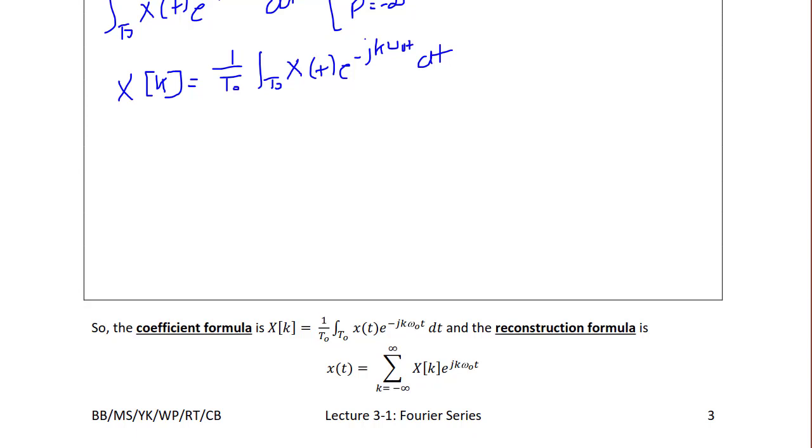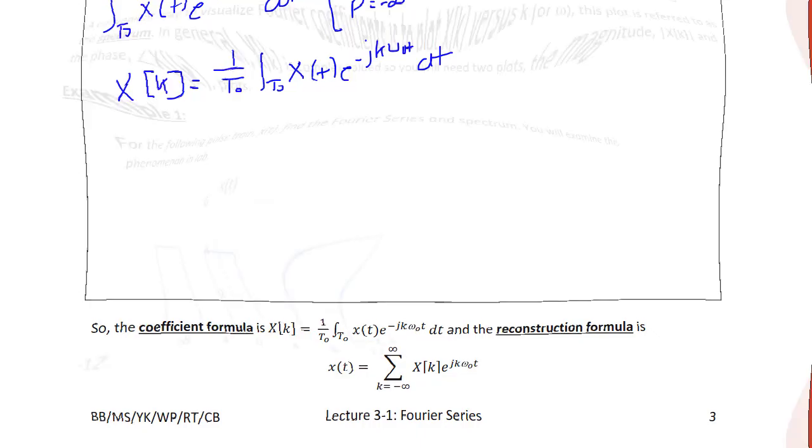And the reconstruction formula is x of t is equal to the summation from k equals negative infinity to infinity, x of k e to the jk omega naught t. And what we eventually see is that we may not sum all the way from negative infinity to infinity, but we'll do a certain number of harmonics to approximate x of t.